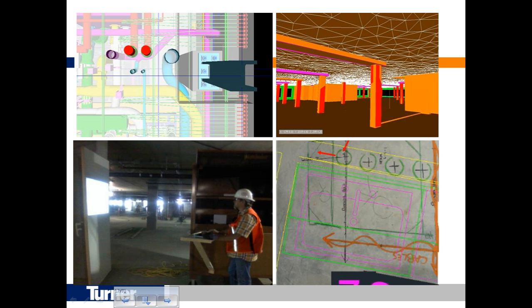The other part that's important is really to get this information out to the field. How much can we use our models? And here we've got four different pictures of basically different uses of the model. In the upper right-hand corner here, we had gone in and done a laser scan of an existing building.